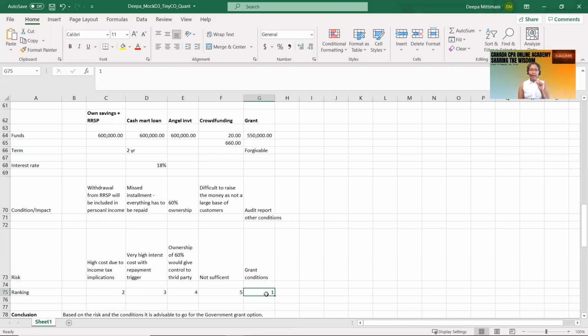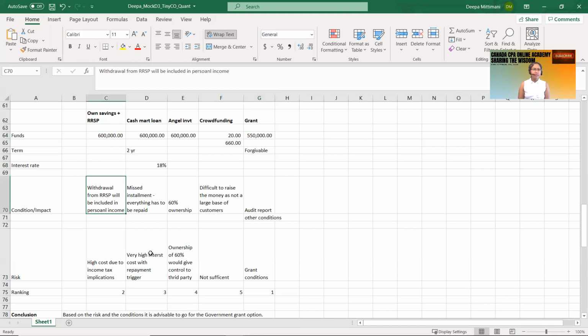But like that depth was missing. They needed 600,000 funding. Government grant provided them 550. So I should have noted based on the case facts that even if there is a 50K shortage, still it is advisable to go for. So there is a con, but still why you're advising to go for government grant. So that detail would have given the depth for this grant option.